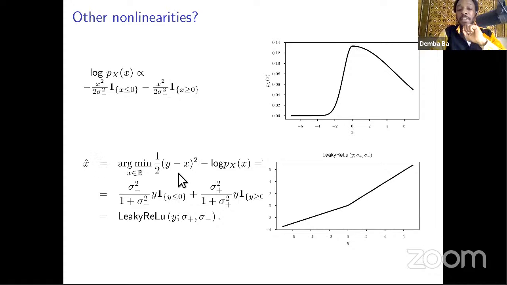Well, the optimization problem in one dimension looks the same as earlier, except that now I've replaced the prior from sparsity to this new interesting looking prior. It turns out that if you go through the math, the same math that I did earlier for deriving ReLU, you can derive another popular nonlinearity in the neural networks literature, the leaky ReLU.